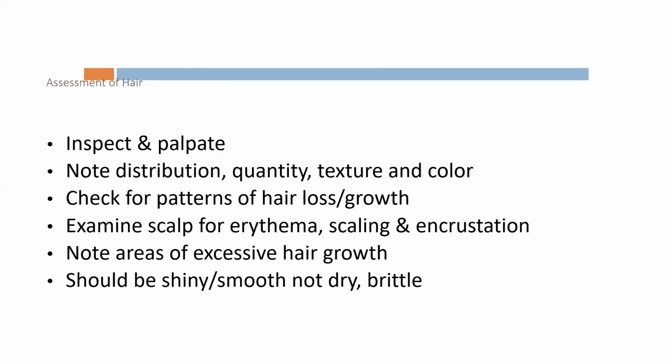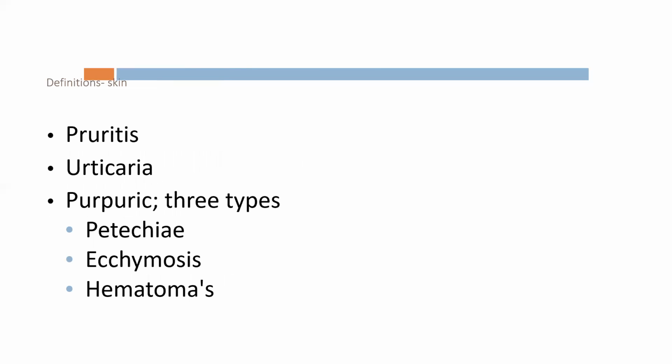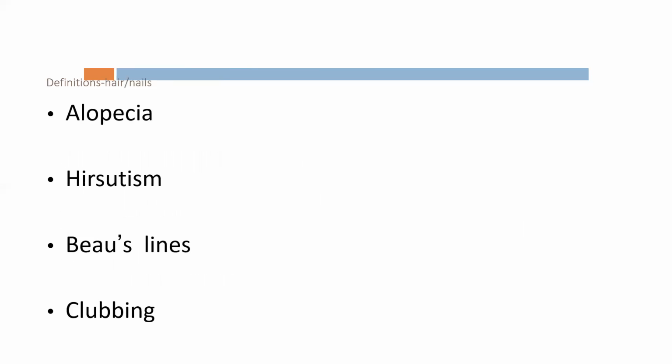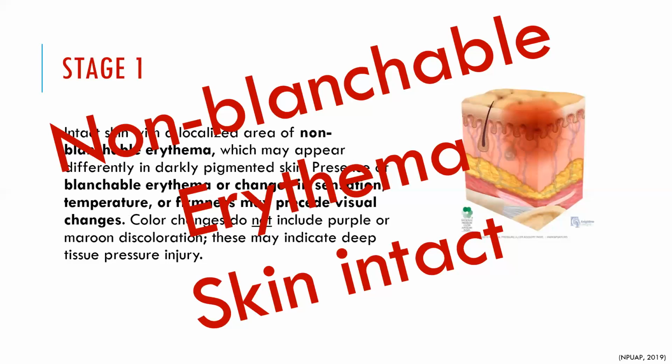Hair, again, just looking at hair loss and how that can affect, again, we're tying that back into thyroid, in addition to vitamin deficiencies and malnourishment. Again, some more definitions to look into. More definitions. And then I did just include in here the different stages of pressure ulcers as well. So just, again, reflecting back on stage 1 being non-blanchable, erythema, but our skin is always intact.